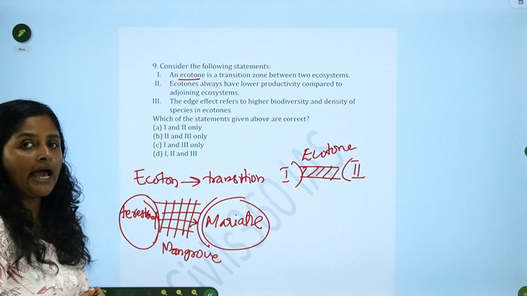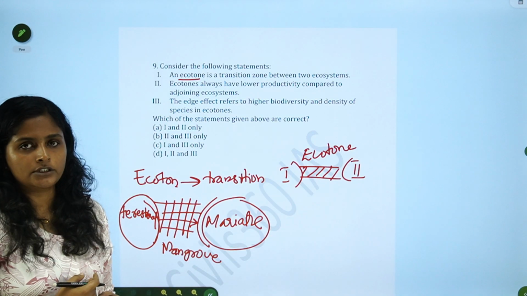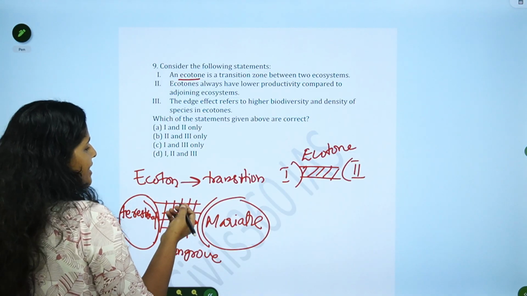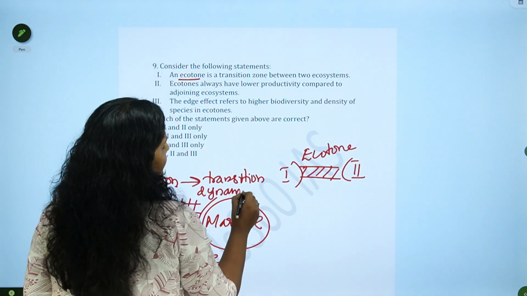This mangrove will be having species from this terrestrial ecosystem as well as this marine ecosystem. And this is an area of high activity, so we will call this an area of dynamic interaction.